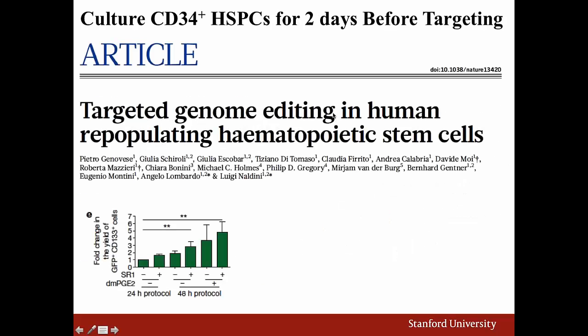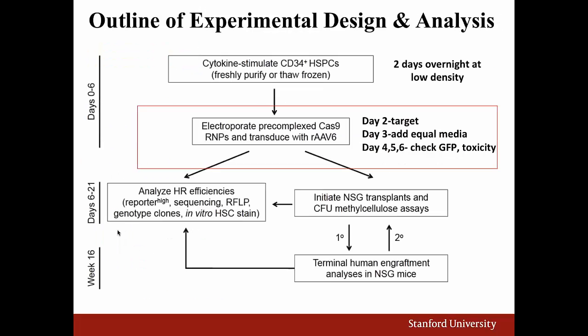Another thing to do is to culture for 2 days before targeting. The Naldini lab 3 years ago came out with a paper in Nature showing that if you culture the cells for 48 hours compared to 24 hours, in this case with or without SR1, you could see more GFP positive cells within the CD133 positive fraction, which is a stem cell marker. And we have actually repeated this data. So culturing the cells for 2 days as opposed to 1 day helps homologous recombination frequencies.